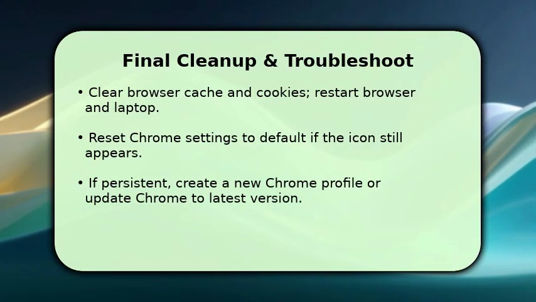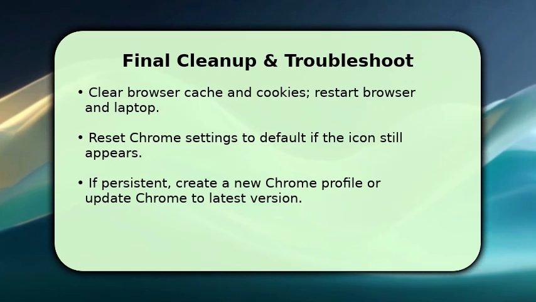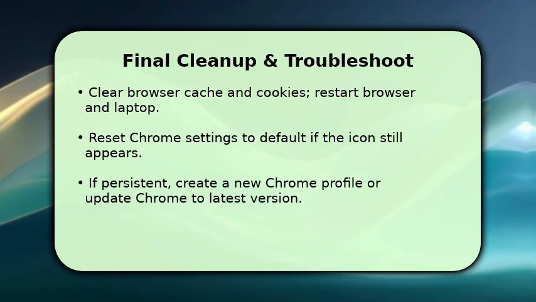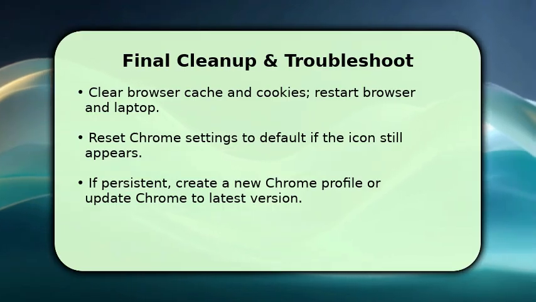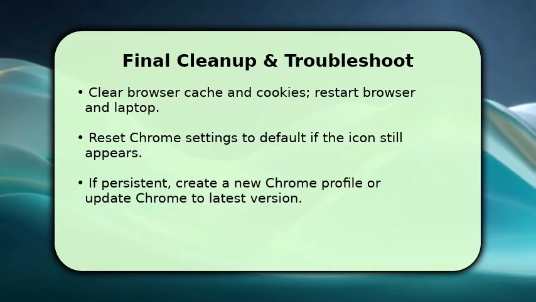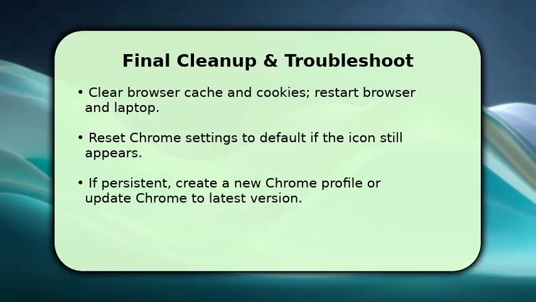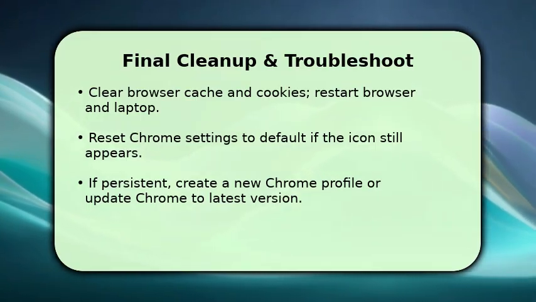Finally, perform cleanup to ensure the icon won't reappear. Clear cache and cookies and restart Chrome, then reboot your laptop. This removes temporary UI artifacts. If lens still shows, reset Chrome settings to default, which removes toolbar customizations. As a last resort, create a new Chrome profile or update Chrome to the latest version to eliminate bugs.